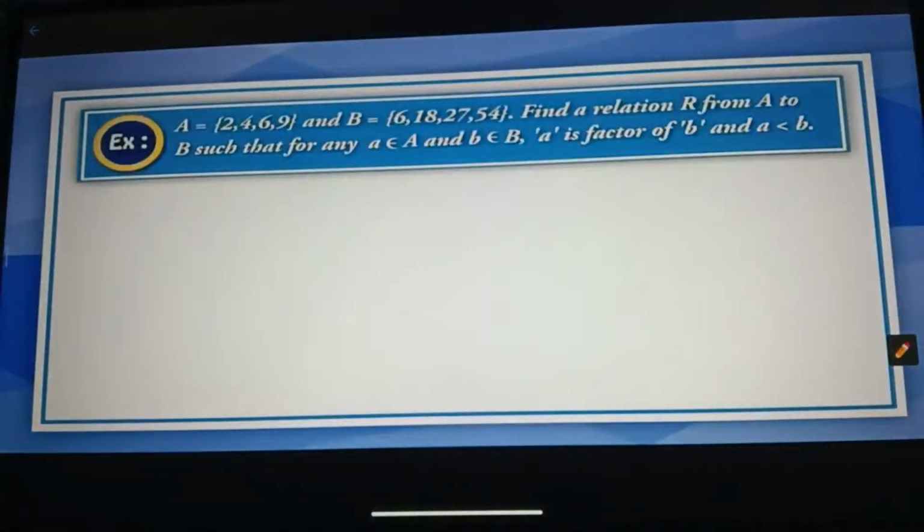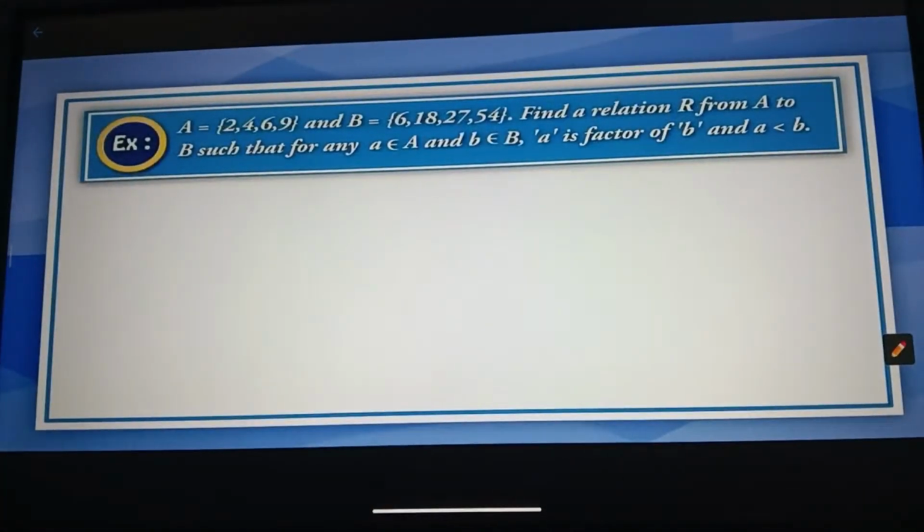To better understand the concept, let us see this example. Here, we have to find a relation R from A to B such that for any a in A and b in B, a is a factor of b and also a is less than b. That is, in the given sets A and B, we have to find the set of ordered pairs (a, b) such that a is a factor of b and a is less than b.